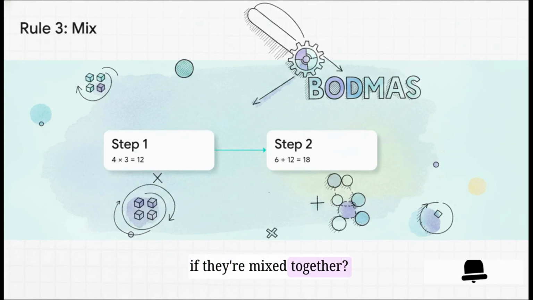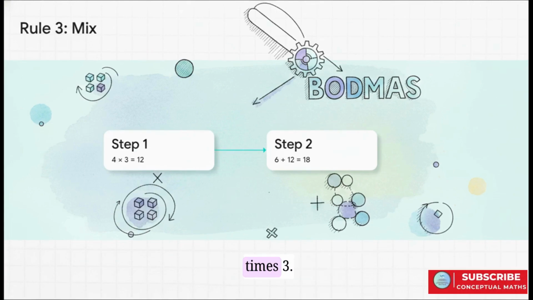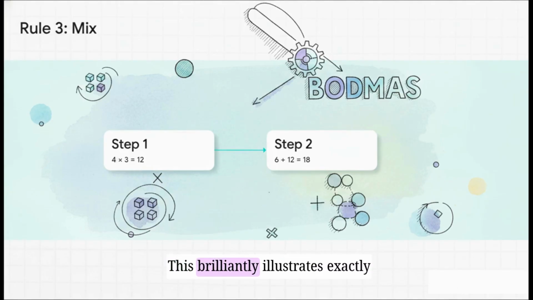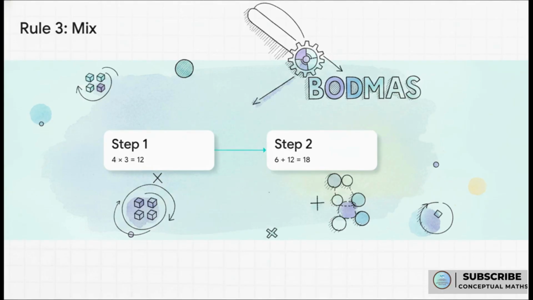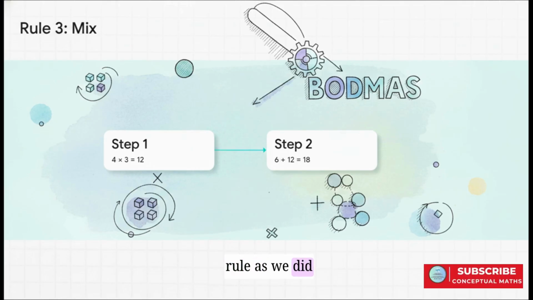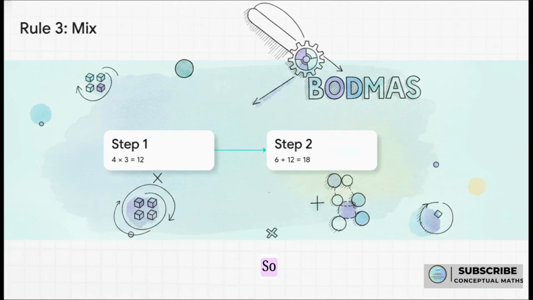Now for Rule 3. What happens if they're mixed together? Take 6 plus 4 times 3. This brilliantly illustrates exactly why BODMAS actually matters. Because if we just casually read left to right here, we'd get it completely wrong. The M in BODMAS comes way before the A. We absolutely must multiply before we add. So 4 times 3 is 12. Then we add the 6. 6 plus 12 equals 18.